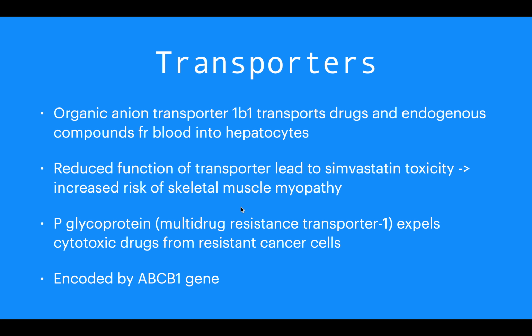P-glycoprotein transporter mutation is a multi-drug resistance transporter 1, and it expels cytotoxic drugs from resistant cancer cells. So this is the one that's going to save our cells from the cytotoxic drugs, and it's encoded by the ABCB1 gene.